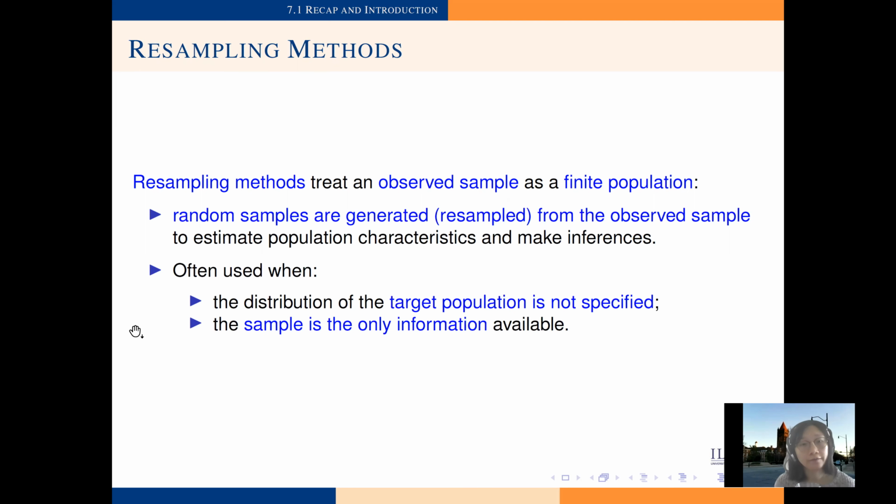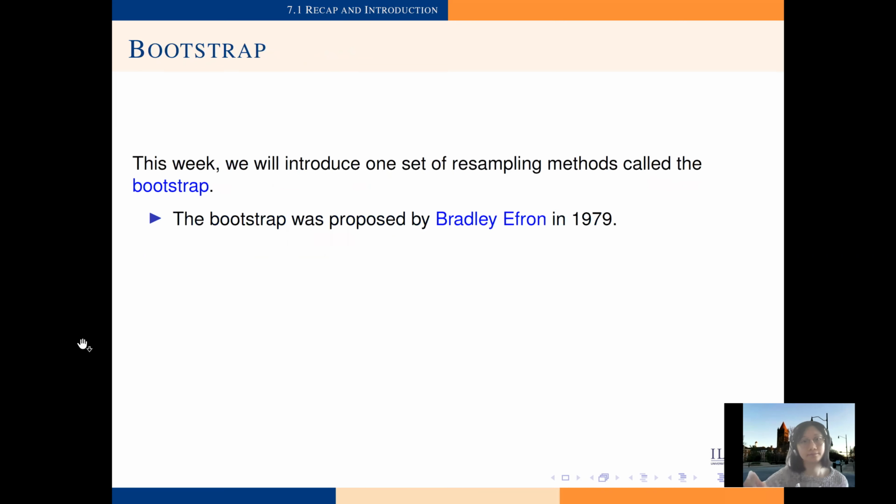Resampling methods are often used when the distribution of the target population is not specified and the sample, in other words, the data, is the only information available to us. This week, we will introduce one set of resampling methods called the bootstrap. The bootstrap was proposed by Bradley Efron in 1979.